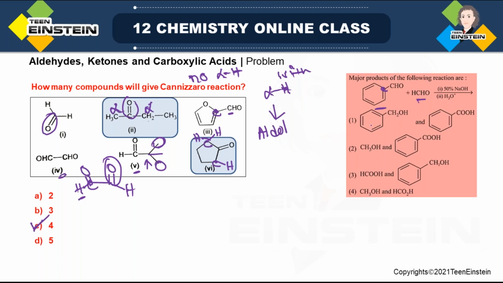Now if we consider the first combination, PhCH2OH, PhCOOH. So this reaction product combination is possible only if 2 molecules of benzaldehyde are reacting.